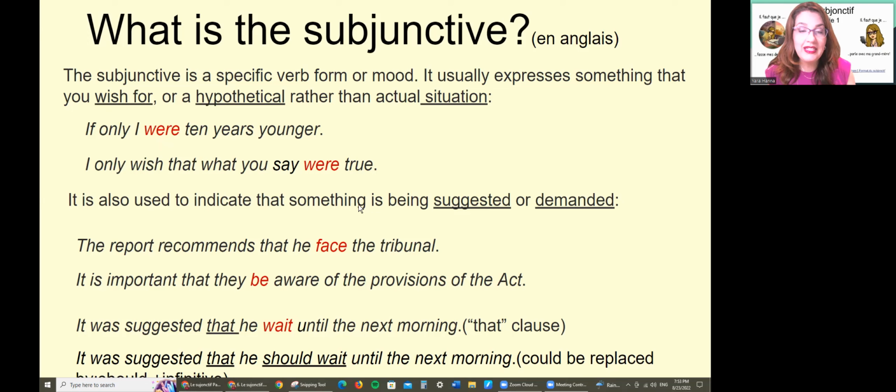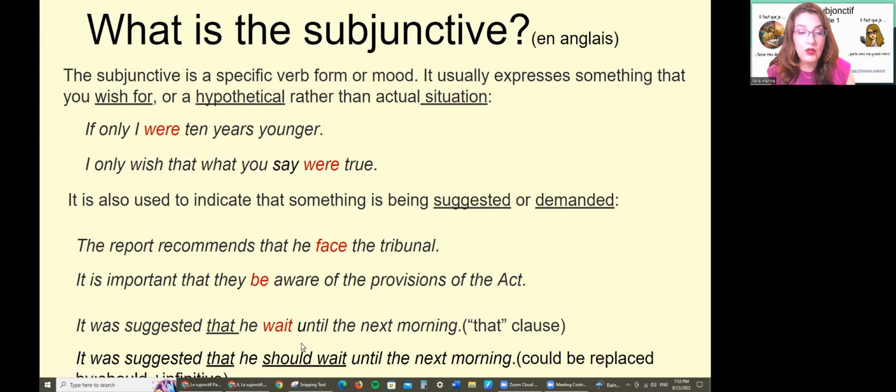It's also used to indicate that something is being suggested or demanded. The report recommends that he face the tribunal. So here we have a suggestion, right? It's important that they be aware of the provisions of the act, that they be. It's important that they be. So here we have a demand, okay?